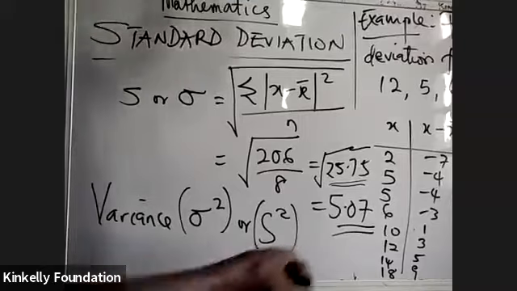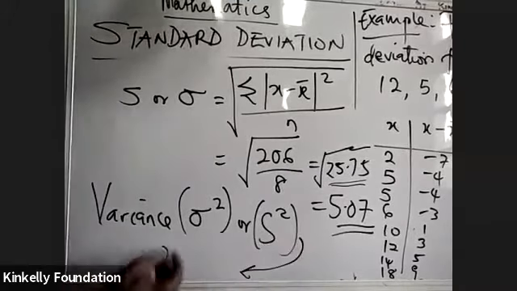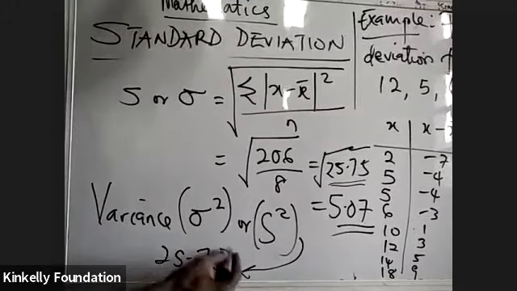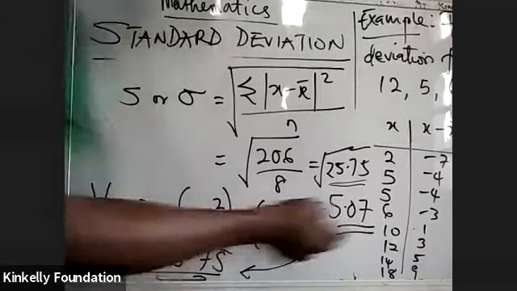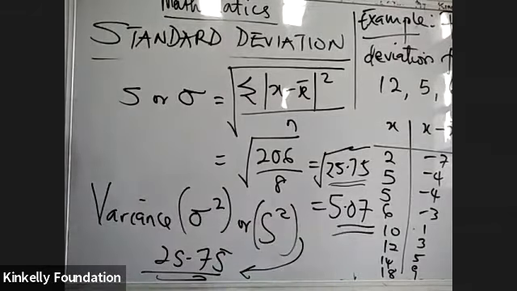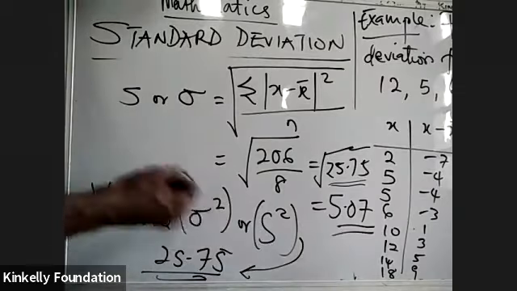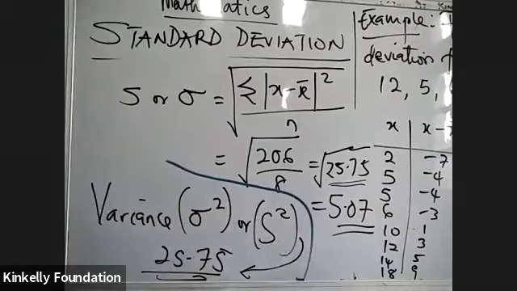Remember we said that the variance is this one, the 25.75. The root of it is this one. So remember, this is totally different.